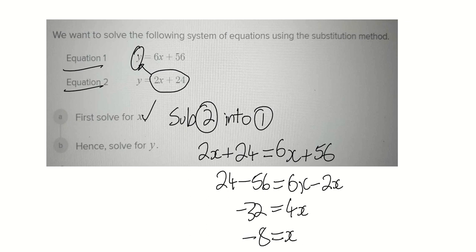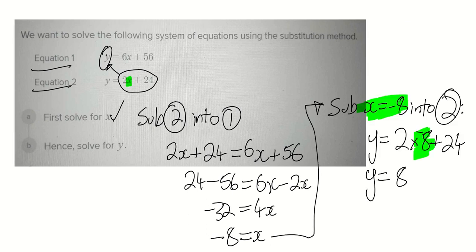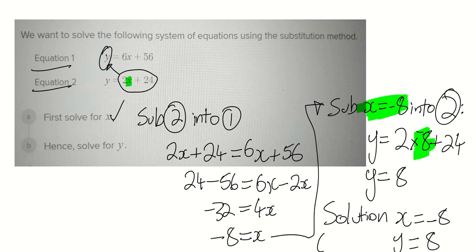So let's put x equals -8 into equation 2. So there we go, we get y equals 8. And we can state our solution. Some schools or texts prefer that you list it as a point, like (x, y) equals (-8, 8).